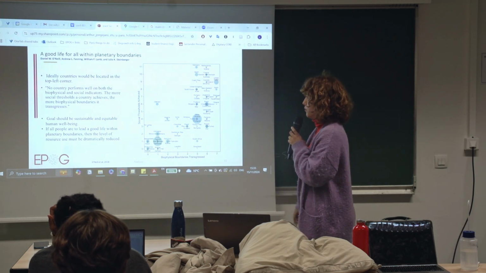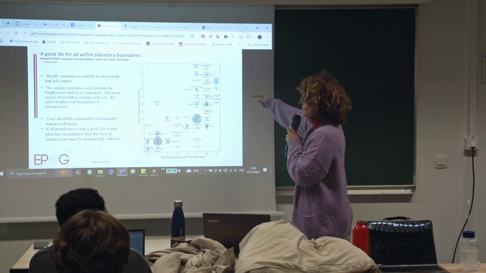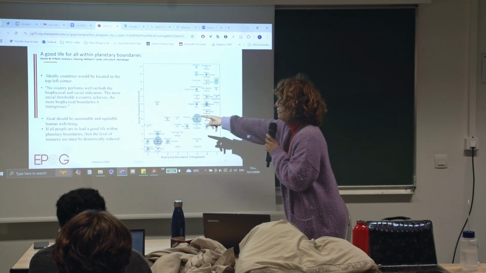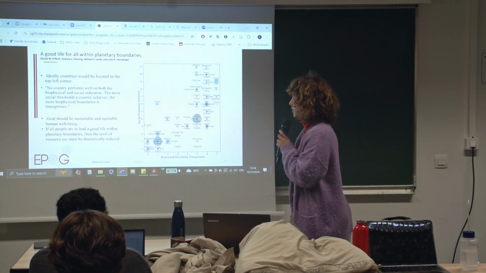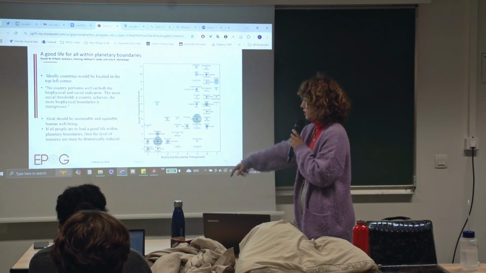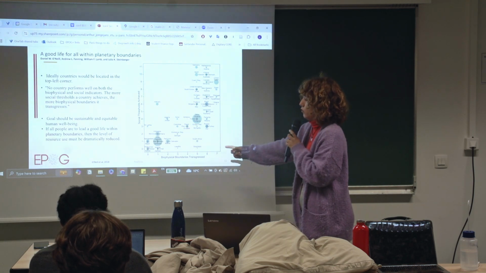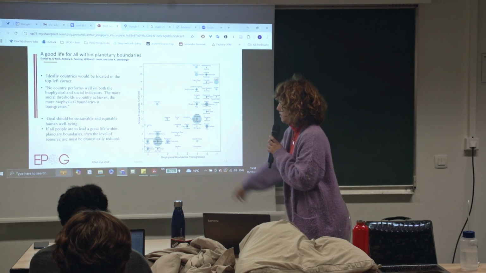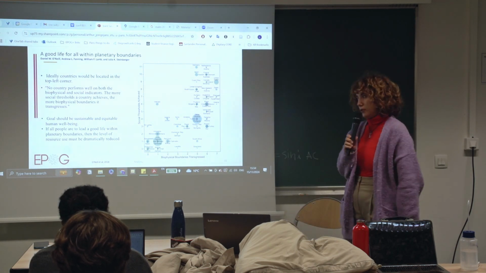So no country performs well on both biophysical and social indicators, and the more social thresholds a country achieves, the more biophysical boundaries it transgresses. Which is also interesting, there are 34 countries that didn't pass even one social threshold and stayed at zero. And so there are two main outcomes of this empirical study.